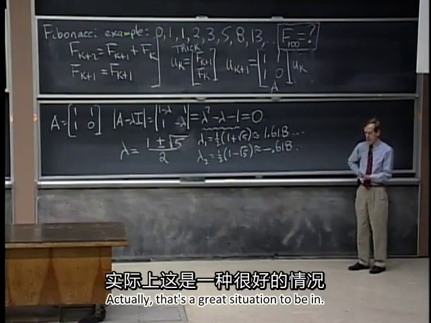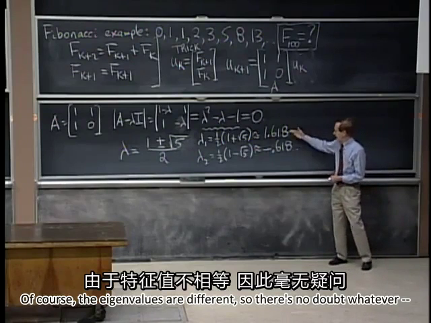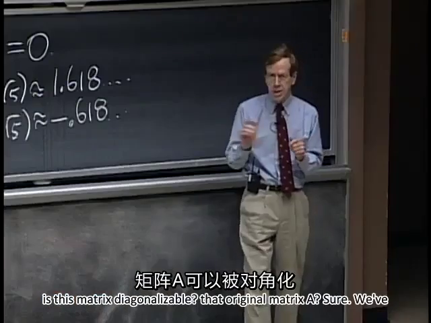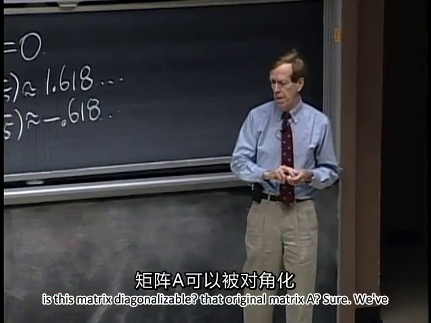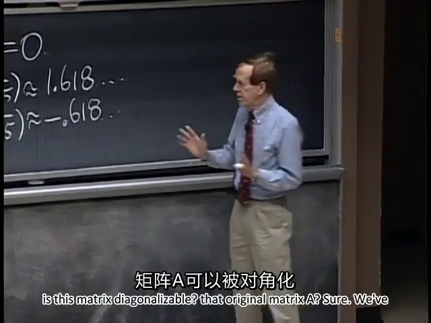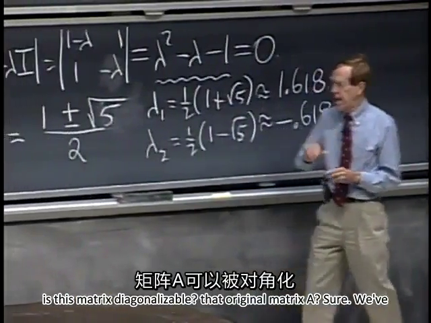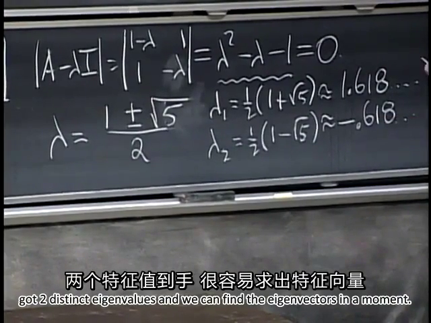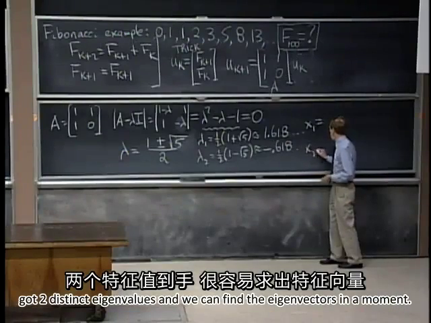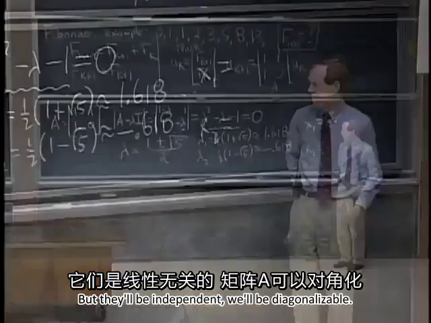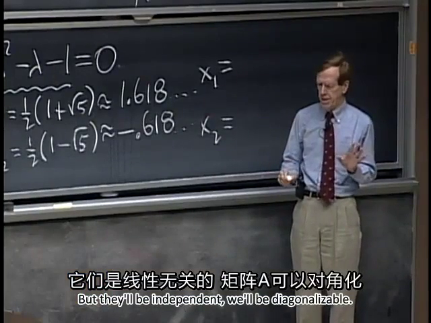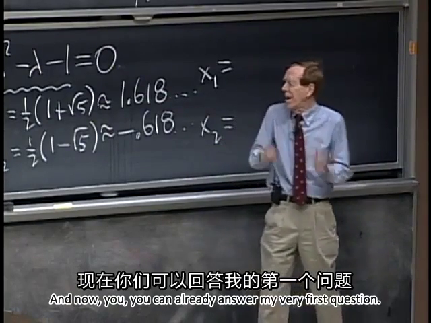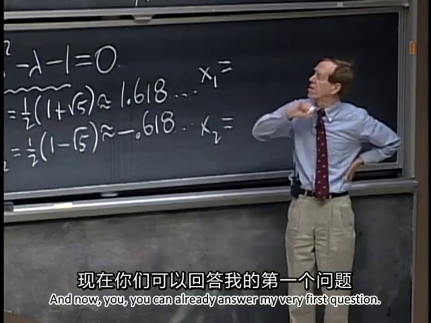Actually, that's a great situation to be in. Of course, the eigenvalues are different, so there's no doubt whatever. Is this matrix diagonalizable, that original matrix A? Sure. We've got two distinct eigenvalues, and we can find the eigenvectors in a moment. They'll be independent, so it will be diagonalizable, and now you can already answer my very first question.